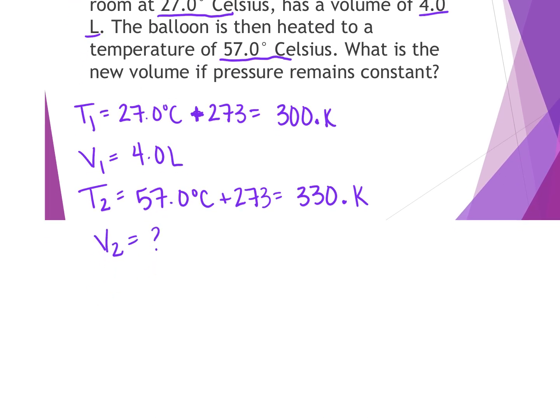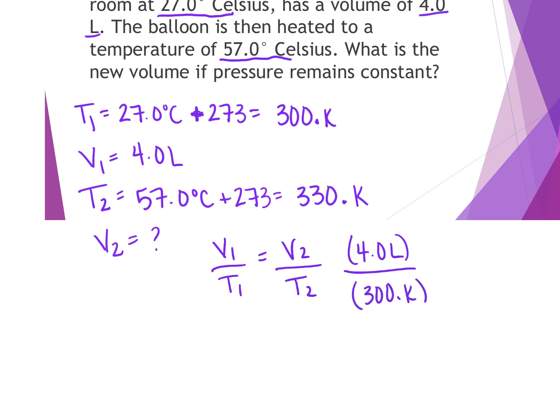Charles's law: V1 over T1 is equal to V2 over T2. Now I'm just going to substitute in my numbers. V1 is 4.0 liters. T1 is 300 Kelvin. V2, we don't know. T2 is 330.